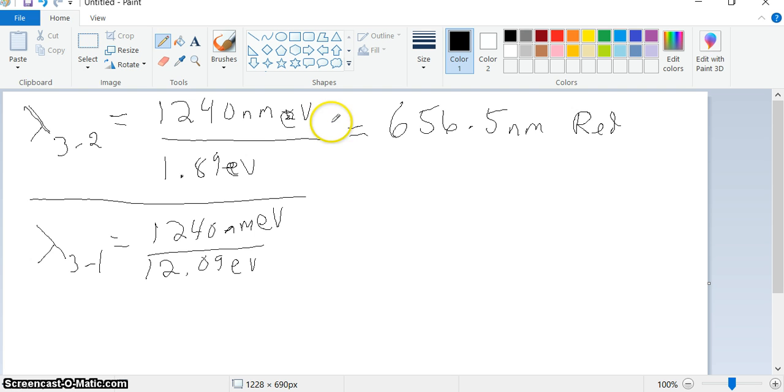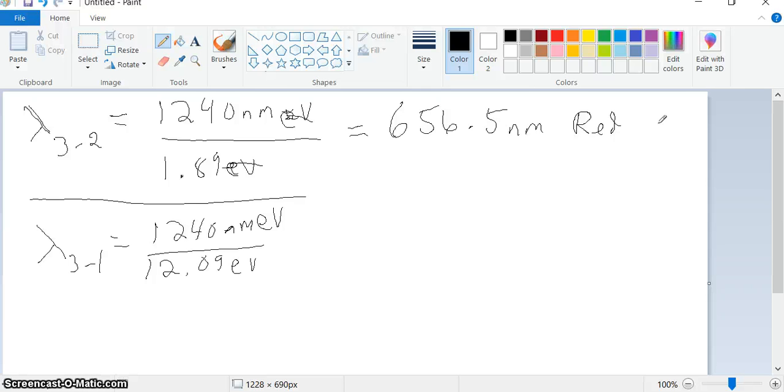That gives us 656.5 nanometers. Notice the electron volts cancel, so we get an answer in nanometers, which is convenient because that's certainly within the visible part of the spectrum. Actually, that's part of the Balmer series, and that's the red photon that is very easily visible.